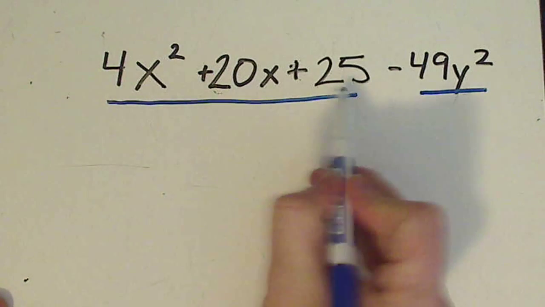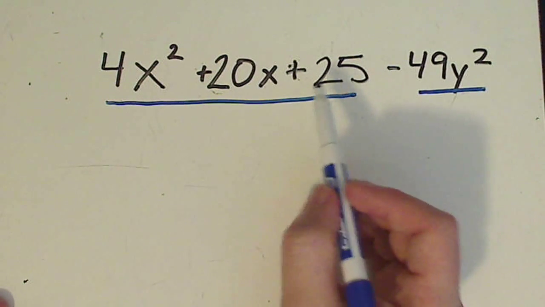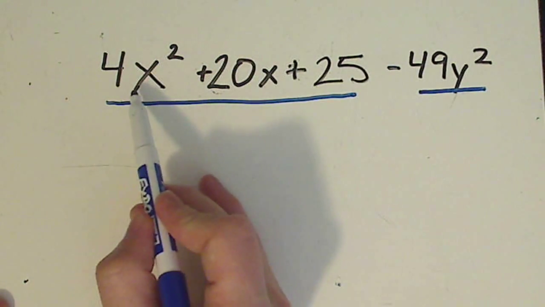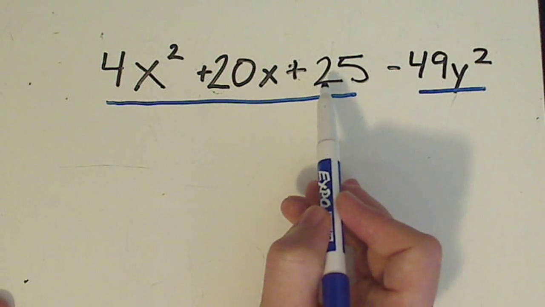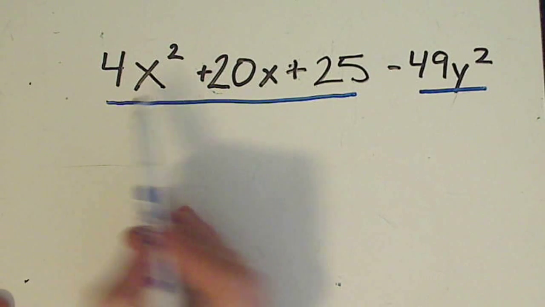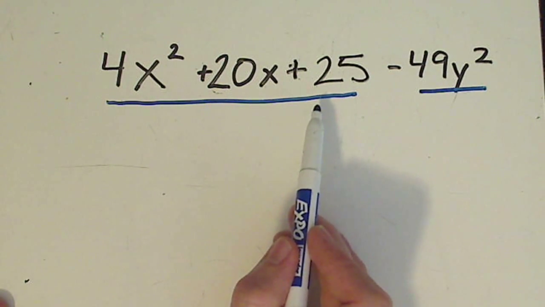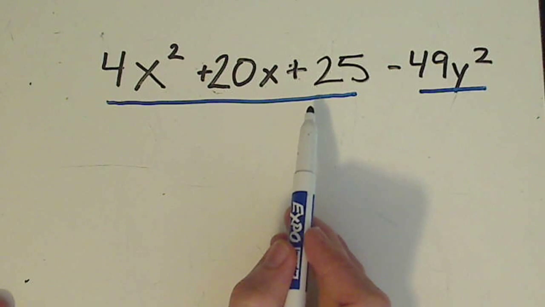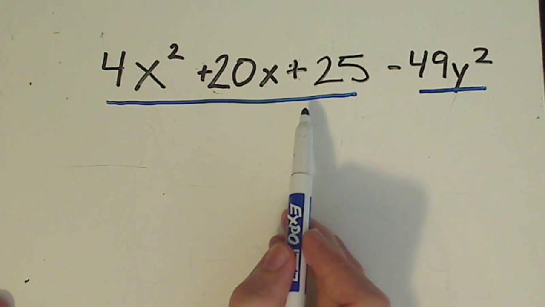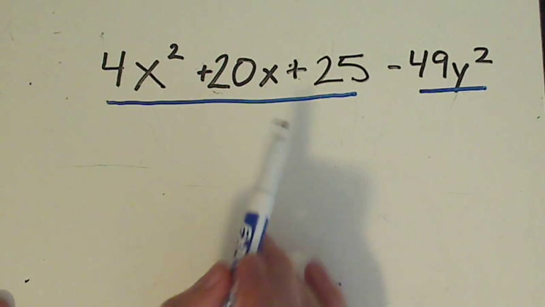So this is a perfect square trinomial, and how do I know that? Well, this is a square. This is a square. I take the square root of this, which is 2x. The square root of 25 is 5. Times those together and then double it. So 2x times 5 is 10x. Doubled is 20x. So that's a perfect square trinomial.